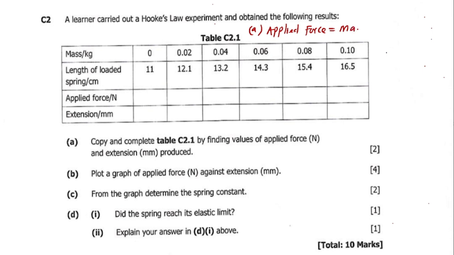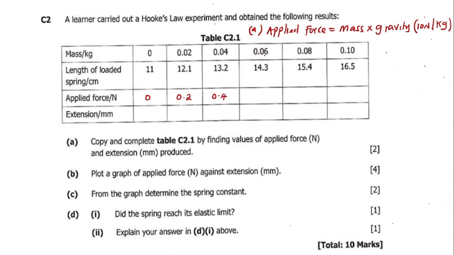will be mass multiplied by the gravity here, which is 10 Newton per kg. Okay, so if you look at the first one there, the mass is 0 multiplied by 10, the applied force will be 0. Then the second one 0.02 multiplied by 10, the answer there will be 0.2, and the next one 0.04 multiplied by 10, the answer will be 0.4.